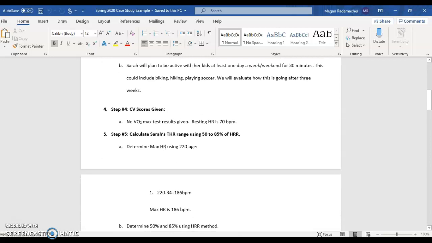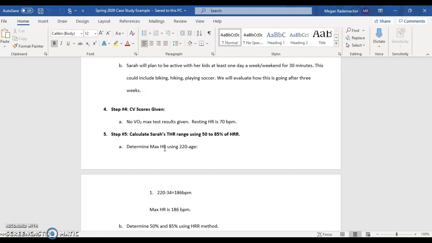Step number 4 is going to be going through our cardiovascular scores that we were given. No VO2 max test results were given for this client. The only thing that we were given was that her resting heart rate is 70 beats per minute. Okay. Step number 5 is going to be to calculate Sarah's target heart rate range using 50 to 85% of heart rate reserve.